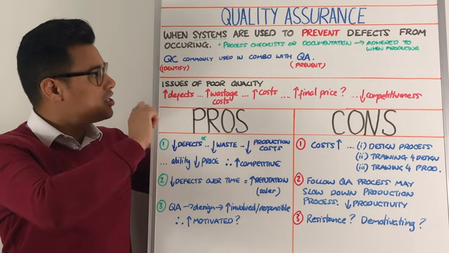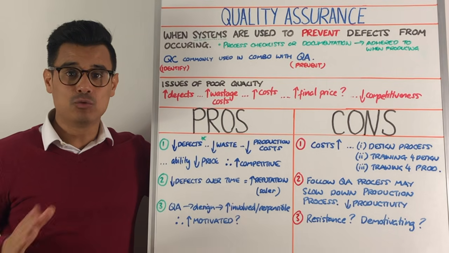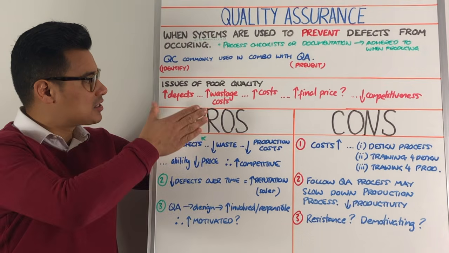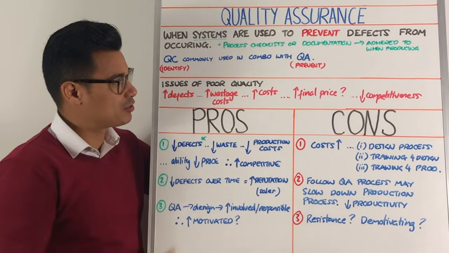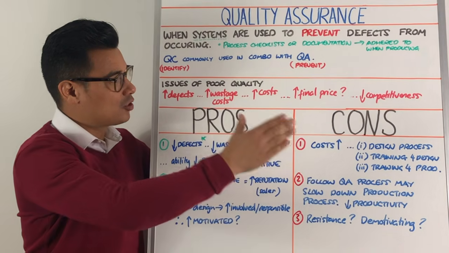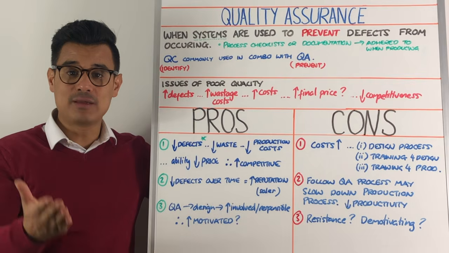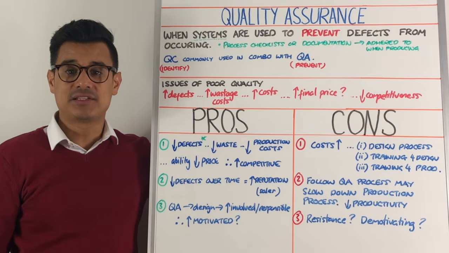Now, QC, QA, we need to remind ourselves of why we do this. We do this because we don't want to have poor quality products. We don't want our customers to have poor quality products because that means defects, it means wastage costs, it means higher cost of production, it means because we've got higher cost of production, we might need to increase our final price to help keep that profit margin at the same place, and that's going to reduce our business's competitiveness.